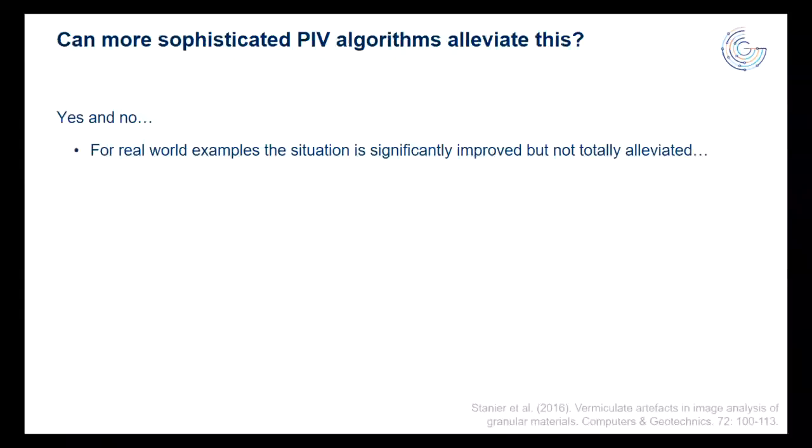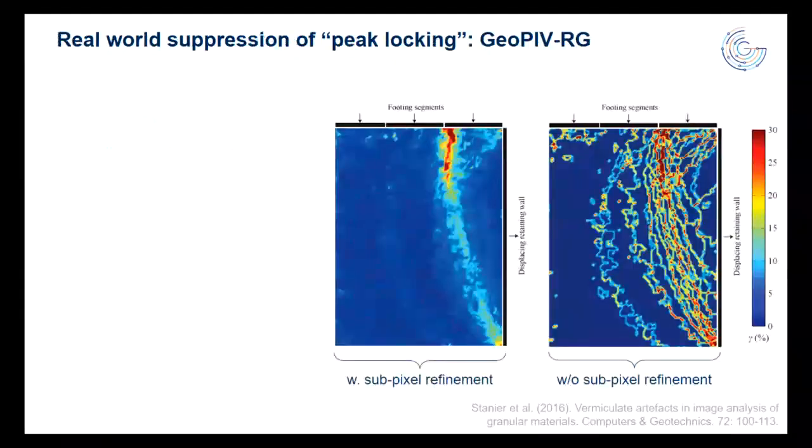If we look at the real-world data, then we can see that the situation is also improved, but not totally fixed. So this is the same glass Ballatini experiment, and what you can see now is in the far field, most of the evidence of those vermiculate worm-like strain features has disappeared. There's still a little bit of evidence of them being in existence there, but it's mostly gone. So the algorithm has helped a lot, but it's not the total answer.